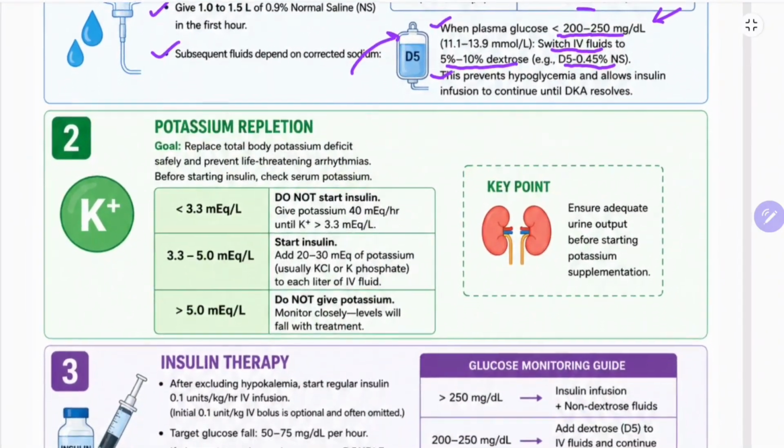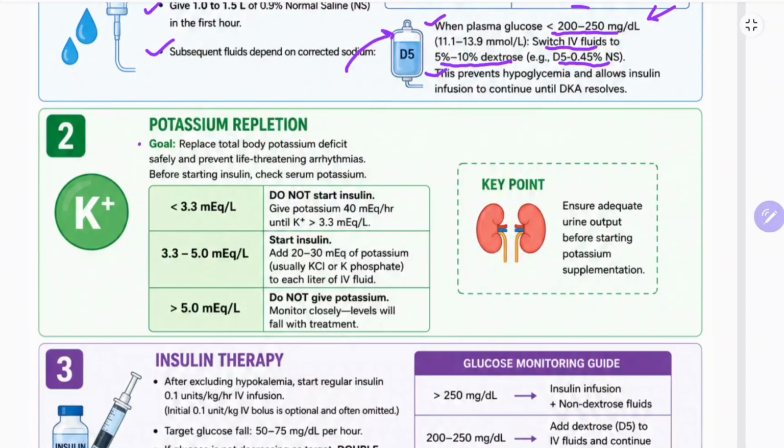Then second is potassium repletion. The goal is to replace the total potassium deficit safely and prevent life-threatening arrhythmias before starting insulin. So before starting insulin, we should always check serum potassium levels. Now, if the serum potassium is less than 3.3 milliequivalent, do not start insulin. Give potassium 40 milliequivalents per hour until potassium is more than 3.3.